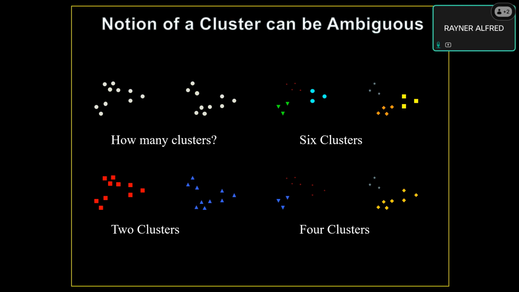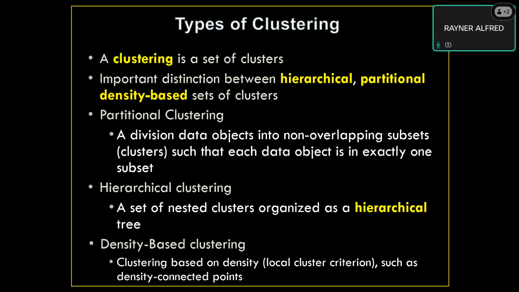So by doing that, we can verify which one is the best one. Okay. So for the clustering, we have hierarchical, partitional, and density based. The latest one is called density based. For the partitional, this is a division of data objects into non-overlapping clusters. Non-overlapping means one item belongs to one cluster only.